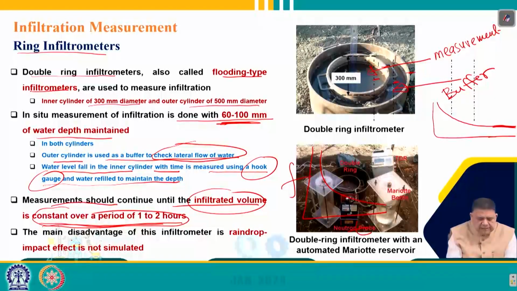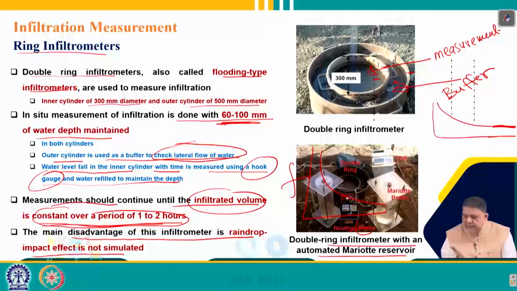And the main disadvantage of this infiltrometer is that the raindrop impact effect is not simulated. Before that, this picture shows the double ring infiltrometer with an automated Marriott reservoir, and this Marriott reservoir does nothing but maintain a constant water level in the inner cylinder. As I mentioned, we use a hook gauge to measure the water level fall and then refill the inner cylinder. But if you use the Marriott reservoir, then automatically the water level is maintained, and through the cylinder we know how much water has infiltrated. So, you do not have to really calculate, you automatically get that value.